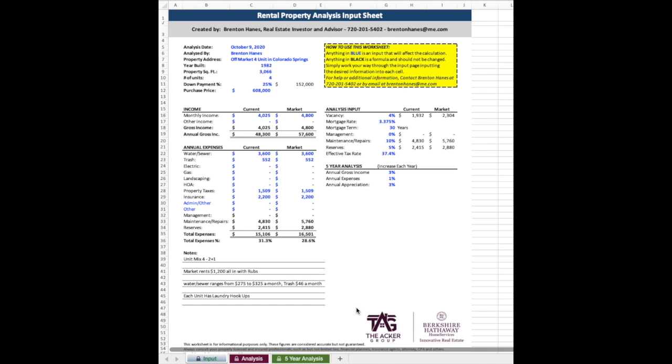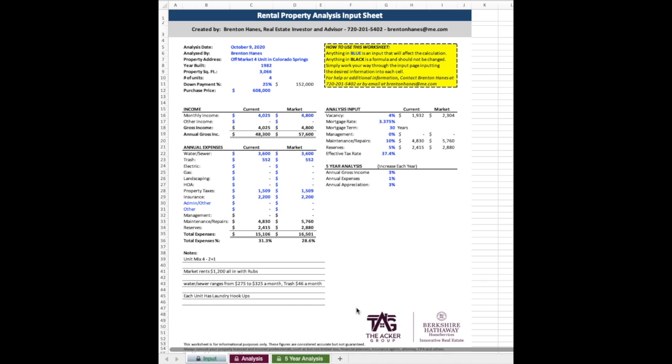Now down payment, we've expressed this as a percentage. That makes it easy for me. Like I said, this is my quick and dirty one. So we are using 25% as a down payment on this one, even though it is a 4-unit, because this is what my client wanted to do. Purchase price, $608,000.